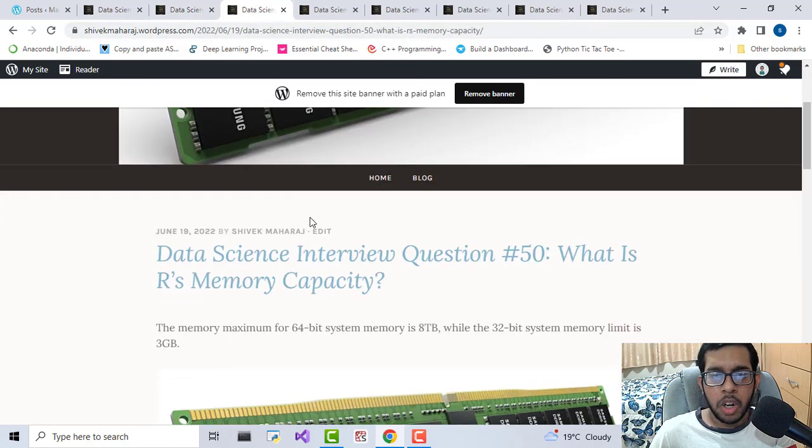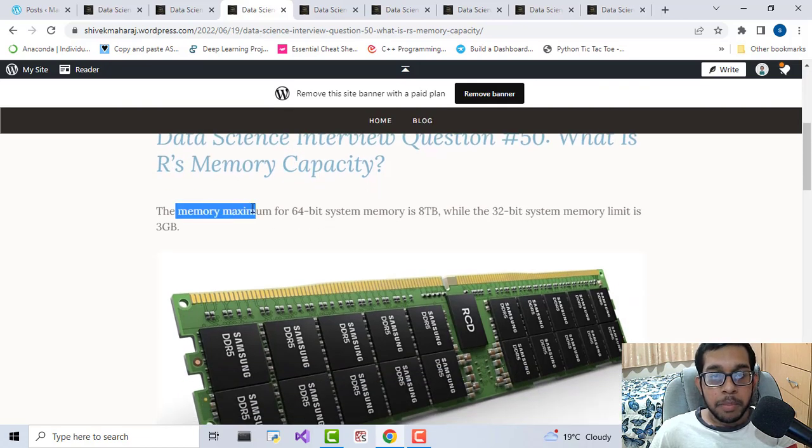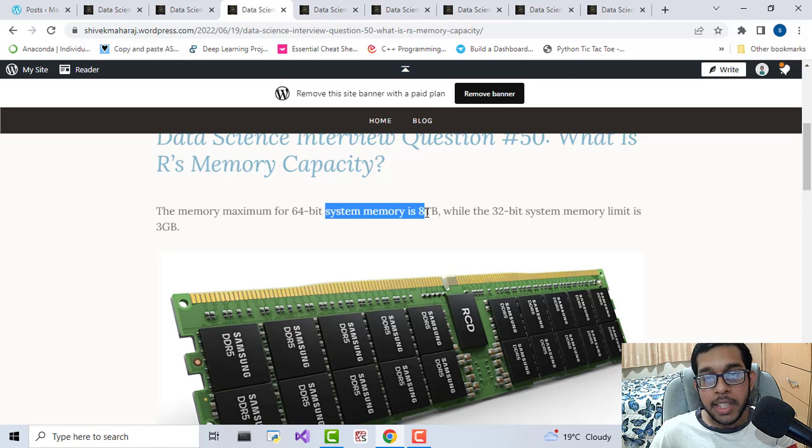On to question 50. What is R's memory capacity? The memory maximum for 64-bit system memory is 8 terabytes, while the 32-bit system memory is limited to 3 gigabytes. So that is what we have there.